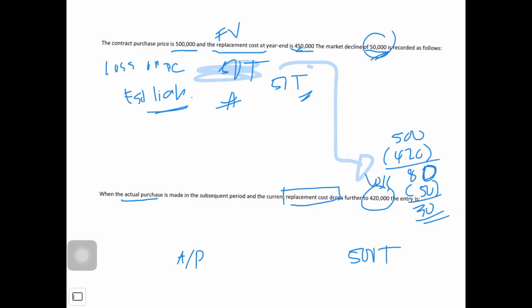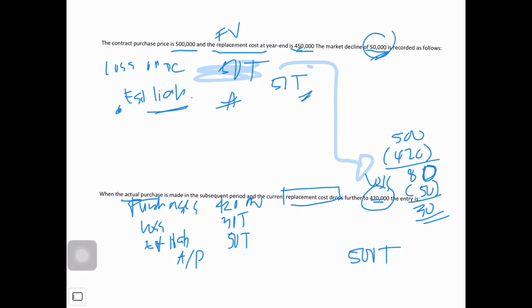So, it would become accounts payable. How much? It would still be 500,000 because that is what was agreed. It's a commitment. So, 500,000, then we reverse this estimated liability of 50,000 because we are going to pay it, loss 30,000, and we have here our purchases. So our purchases is recorded at the value of how much it really is now. So 420,000.